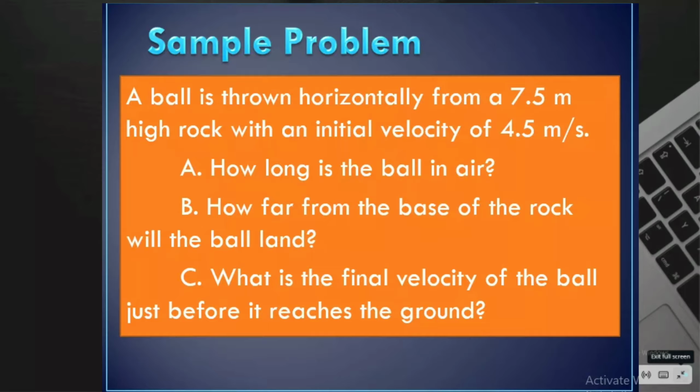Example problem. A ball is thrown horizontally from a 7.5 meters high rock with an initial velocity of 4.5 meters per second. So for letter A, how long is the ball in air? Letter B, how far from the base of the rock will the ball land? And letter C, what is the final velocity of the ball just before it reaches the ground?